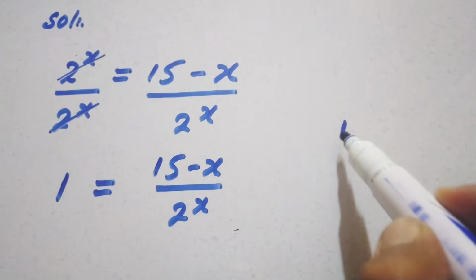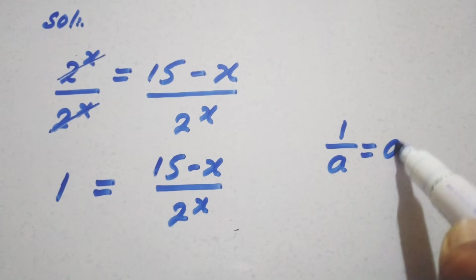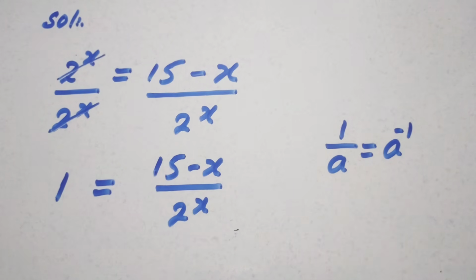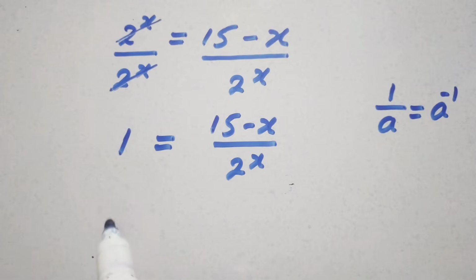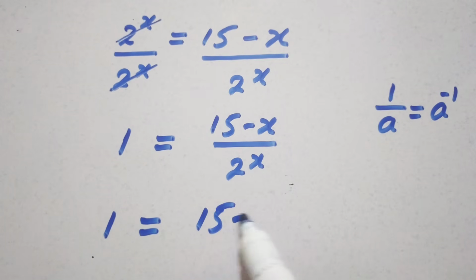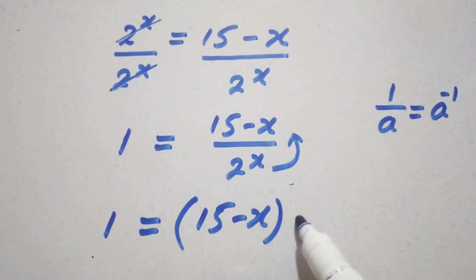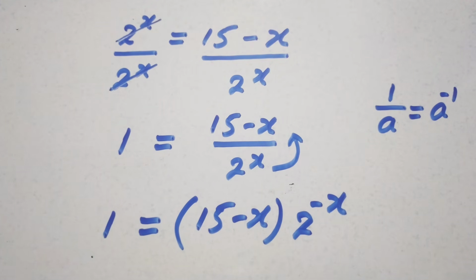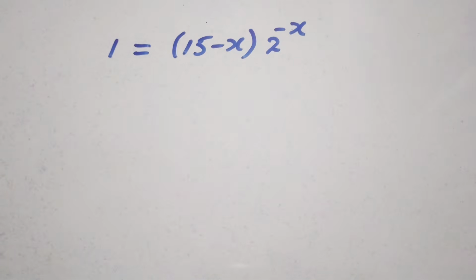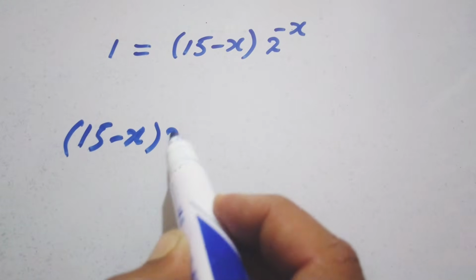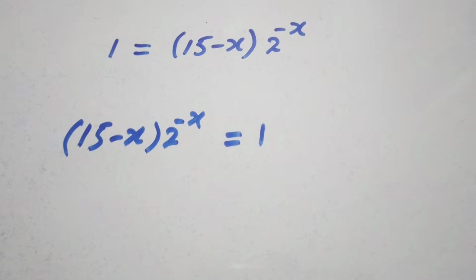As we can write 1 by a as a power minus 1, because at the denominator the power of a is 1, when we move this from the denominator to the numerator this power will be negative. This will become 1 is equal to 15 minus x, and moving this 2 power x from the denominator to the numerator this will become 2 power minus x. So now we have 1 is equal to 15 minus x into 2 power minus x. We can also write this as 15 minus x into 2 power minus x is equal to 1.